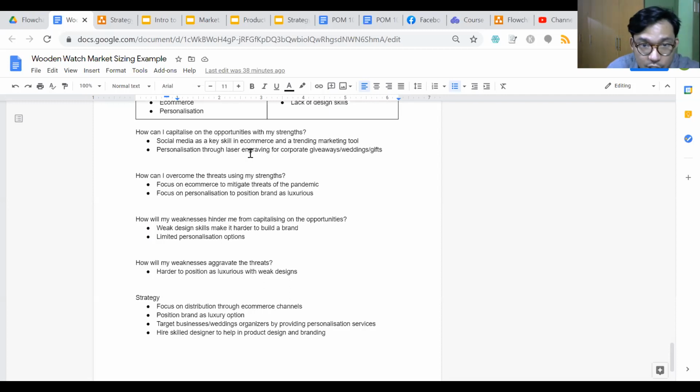Next, how will my weaknesses hinder me from capitalizing on the opportunities? My weak design skills will make it harder to build a brand. Limited personalization options because of the lack of design skills as well. That is how my weaknesses aggravate the strength. It's harder to position myself as luxurious when design isn't really my biggest strength. But there are definitely ways to mitigate this, which I listed in the summary of the overall strategy.